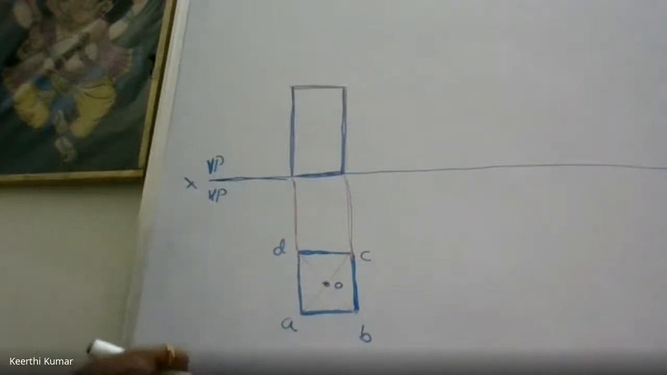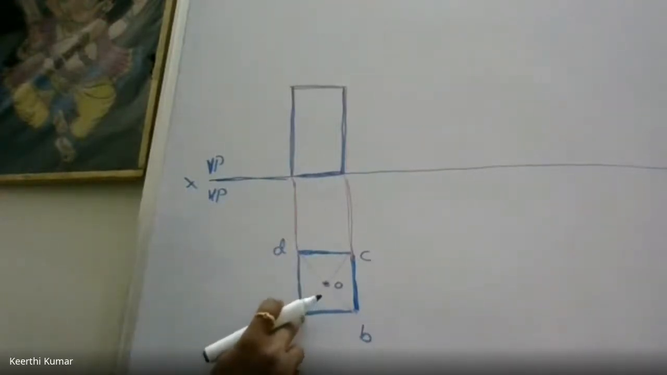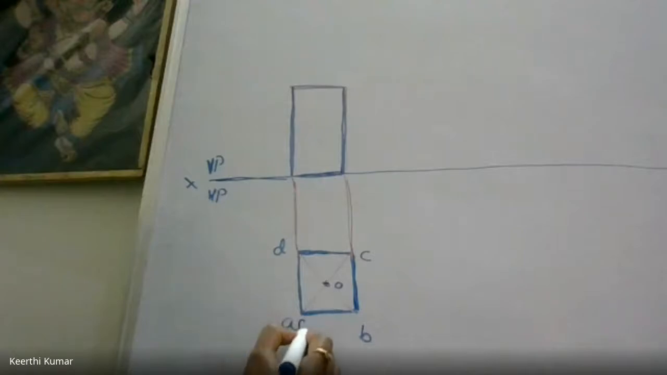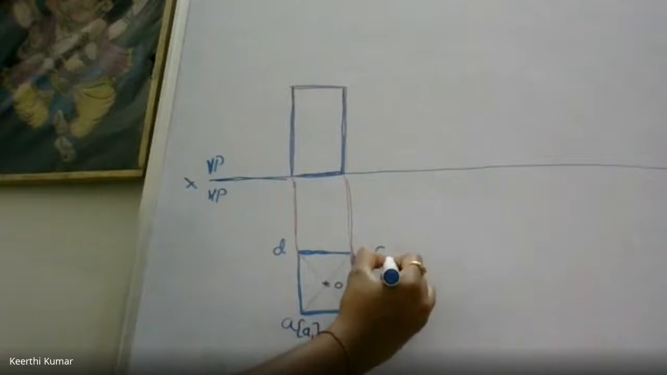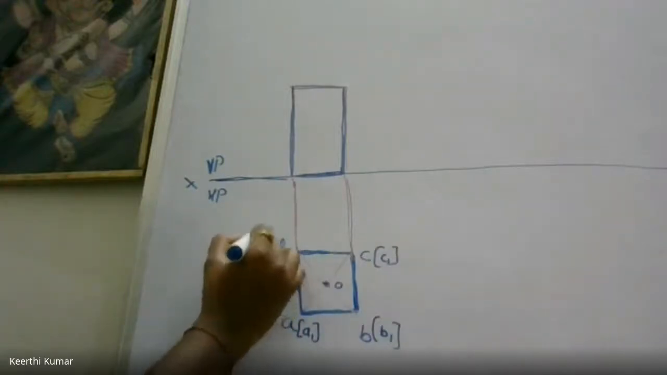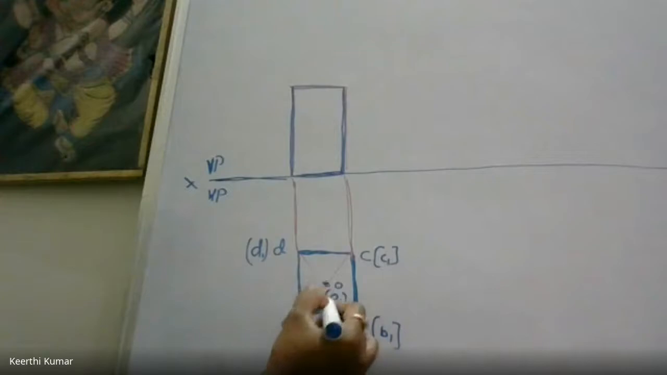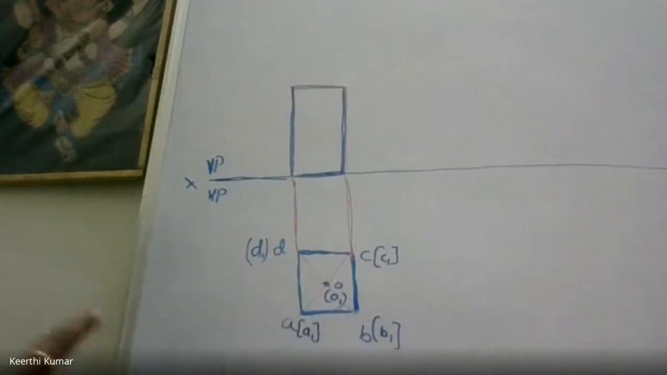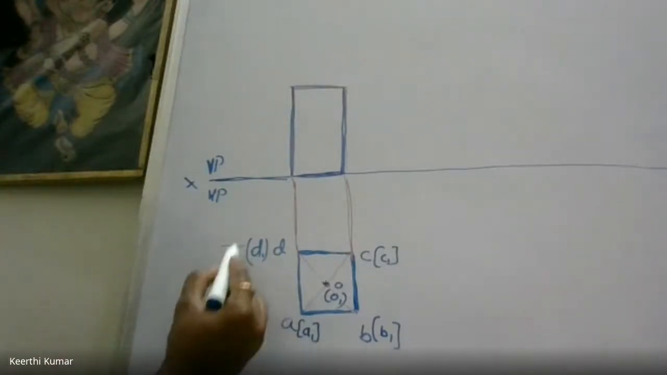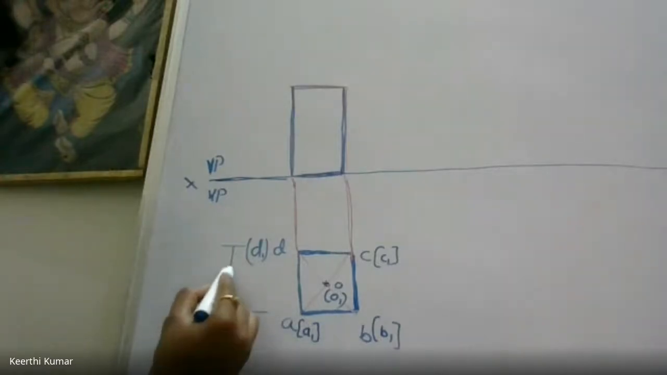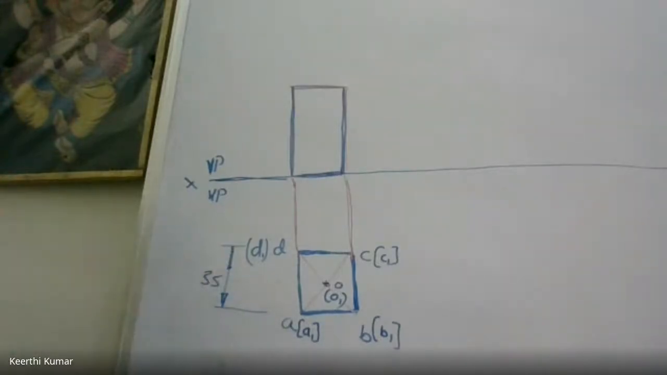But there is a bottom surface also, meaning there is a base also. Where is the base? The point A1 is just below this A. So I'll put this in brackets: A1, B1, C1, D1. And similarly within a bracket, O1. Any doubts here? Why have I written A, B, C, D and O, and A1, B1, C1, D1 and O1 in brackets? Anybody having doubt? So the height is 35. Anybody having doubt? Next.